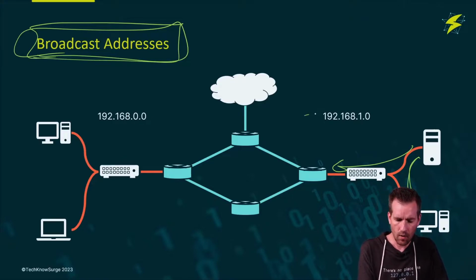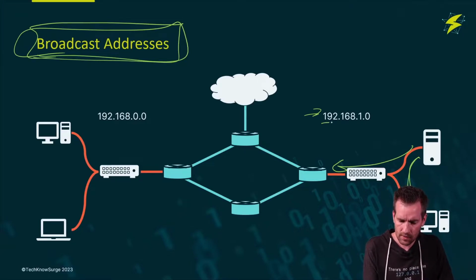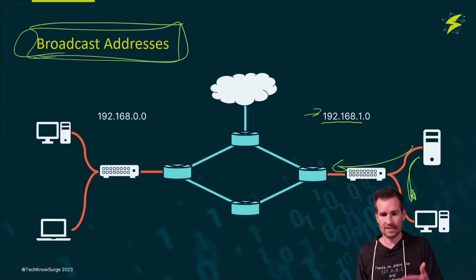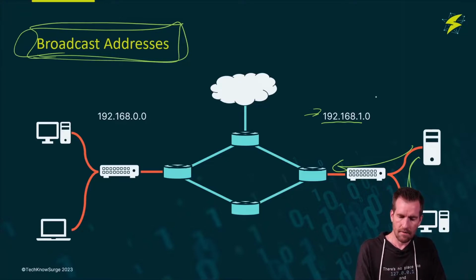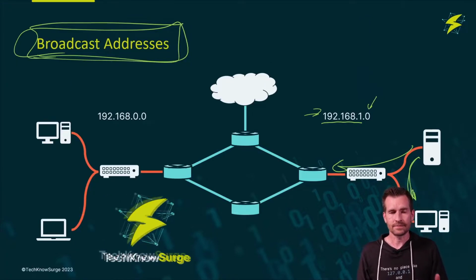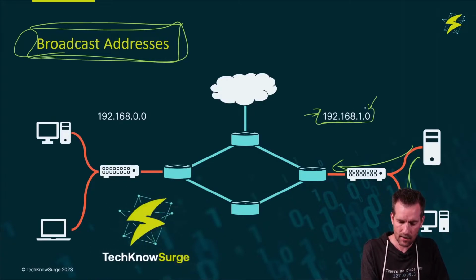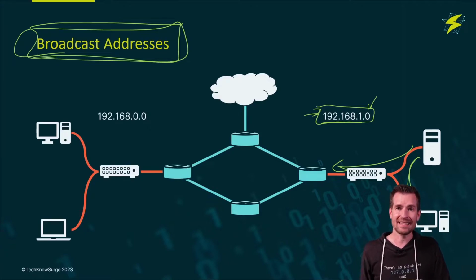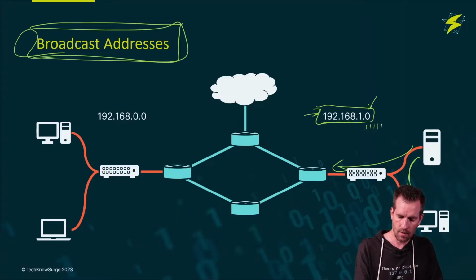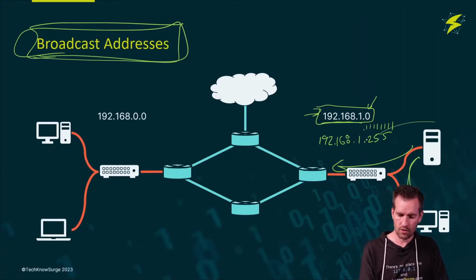So if we take a look at one of these networks right here, we can identify this is a class C. That makes the first three octets the network portion of this address. The first address of the range, which in this case is .0, would be the network address. And the broadcast address is the last address of the range. So that would be .11111111, or we could say 255. So the broadcast address for this range is 192.168.1.255. And that is the address that's going to reach all devices on this network.